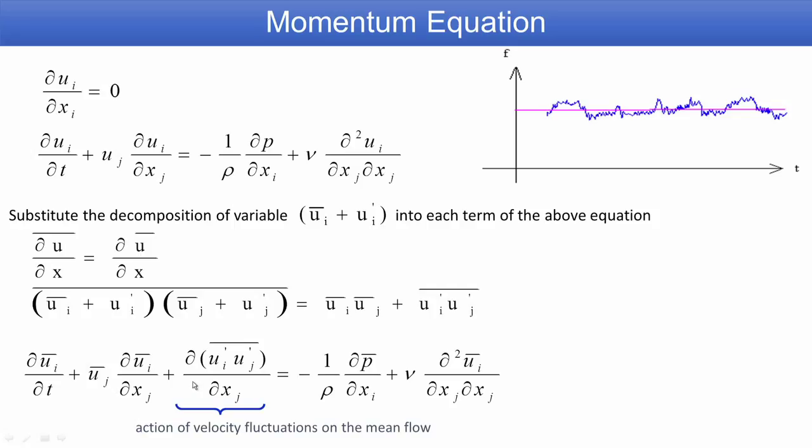Then you have one new term coming into the picture, that is ∂/∂x_j of u_i' u_j' bar. This is a new term which comes after applying decomposition, following tensor algebra, and doing an average on the original Navier-Stokes equation. Then you end up getting one additional term in the time averaged Navier-Stokes equation, and that is what is shown here. Now, come to the right side.